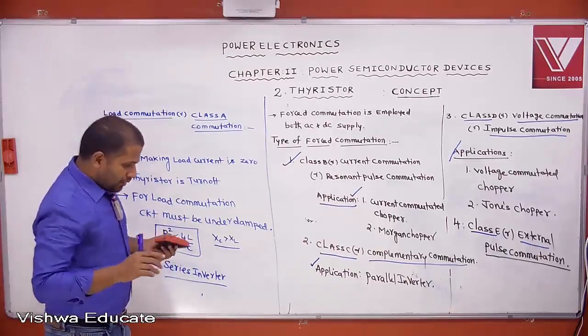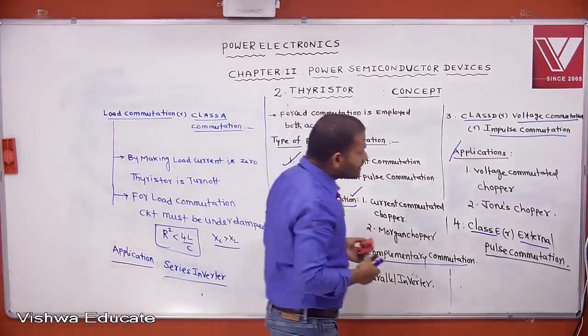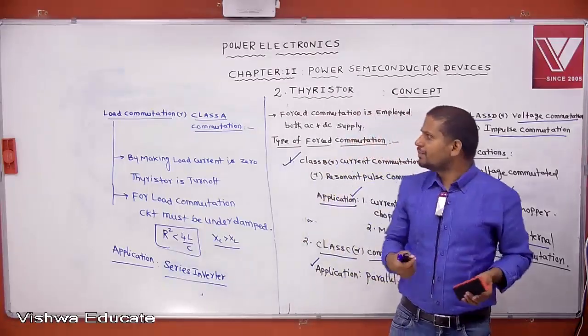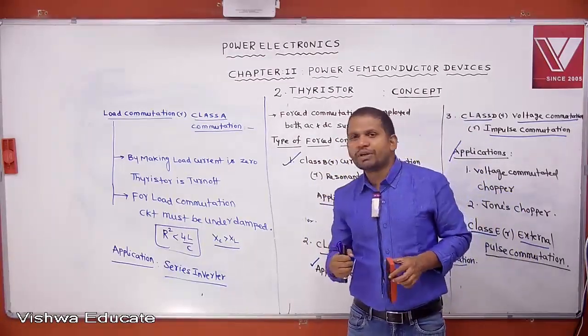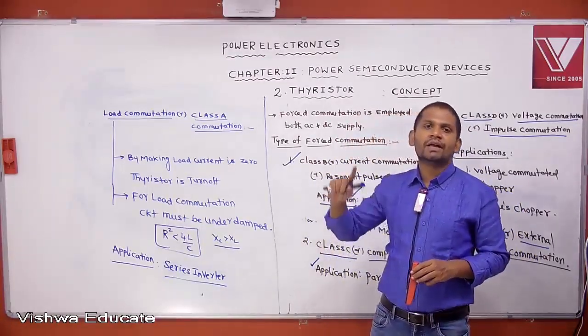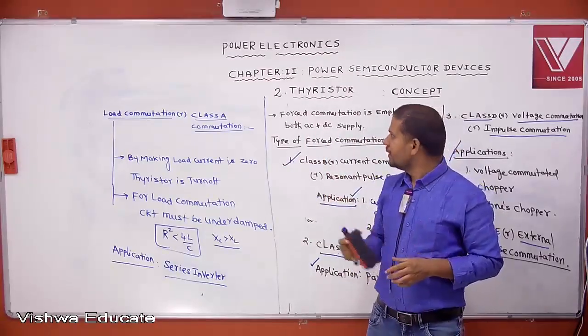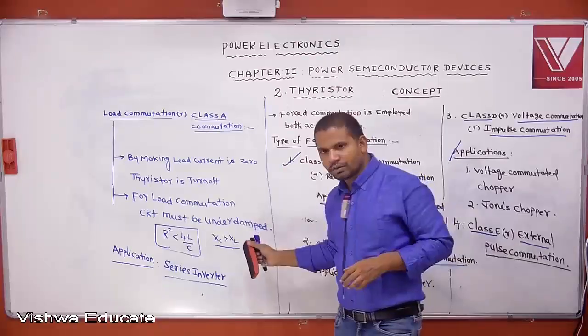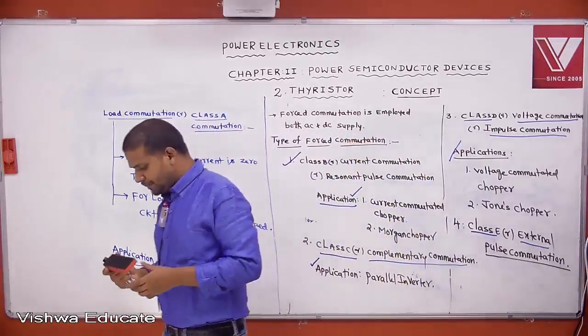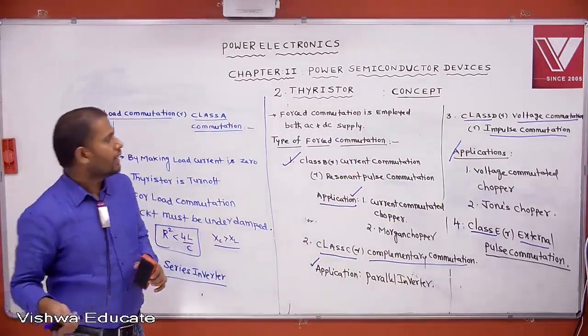With this, the commutation methods concepts are covered, except the details of forced commutation and load commutation, which I will discuss in the choppers. Okay, clear? Thank you. Note down this. If anybody has not noted it down, still note it down, and in the next session I will continue.